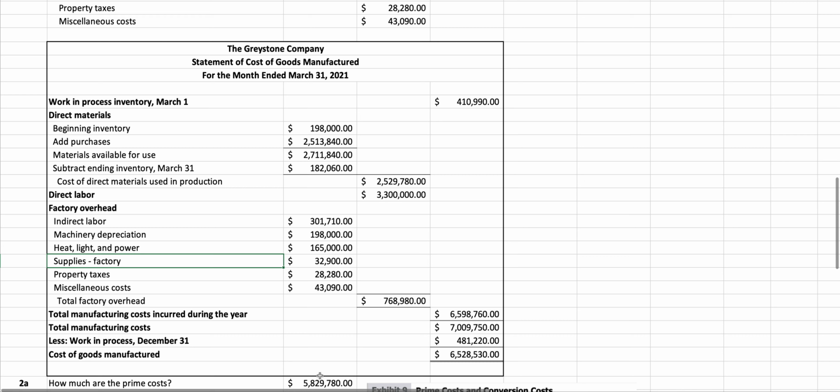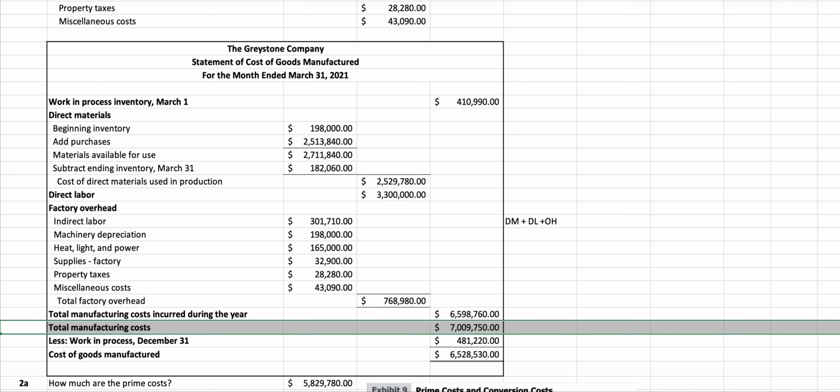All right, then we go on to our next piece, which is we want to total up the manufacturing cost incurred during the month. So that is going to take the cost of direct materials used in our production up here, our direct labor, plus the overhead. So if you wanted to be a little more succinct, that would be our direct materials plus our direct labor plus our overhead. We want to look at our total manufacturing costs.